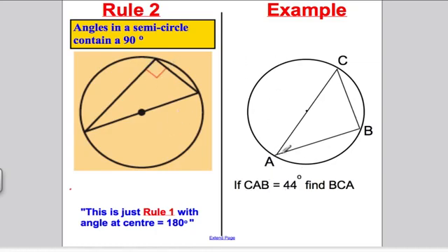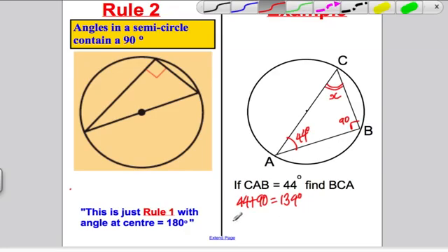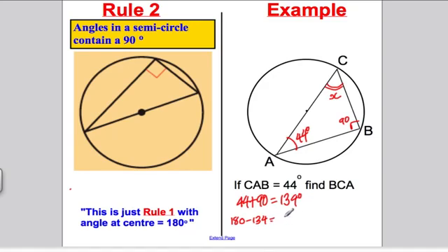It says if CAB, C to A to B, is 44 degrees, find BCA, B to C to A, find this one. Well, if this is a diameter, this is a triangle in a semicircle, this angle here must be 90. So to get this one, you add 44, add 90, you get 134 degrees. And then you take that away from 180, so you do 180 subtract 134, and you get 46 degrees. So BCA is 46 degrees.